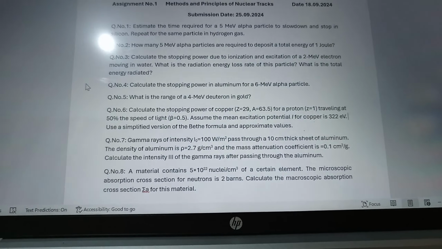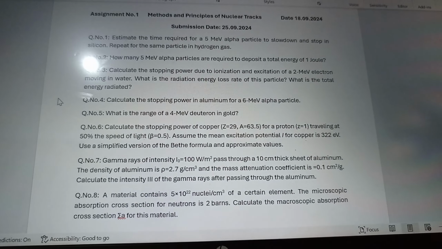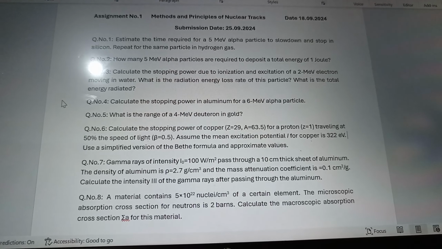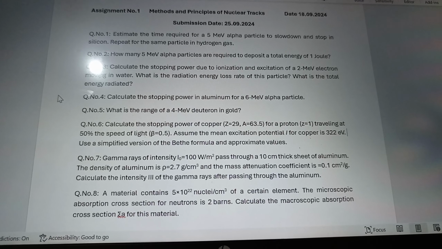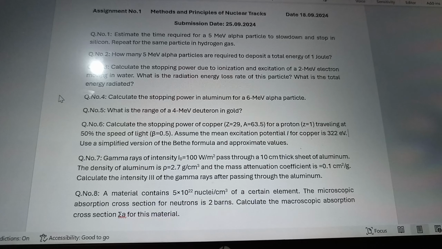So what's our second last problem? Our second last problem is problem number 7. What do we have to find? We have to find: gamma rays of intensity I naught equal to 10 Weber per meter square pass through a 10 centimeter thick sheet of aluminium.